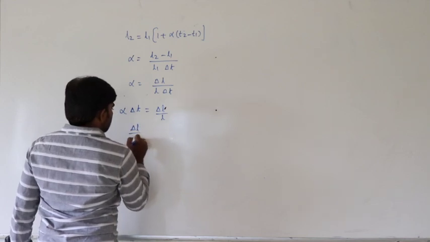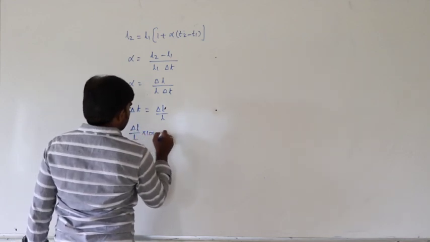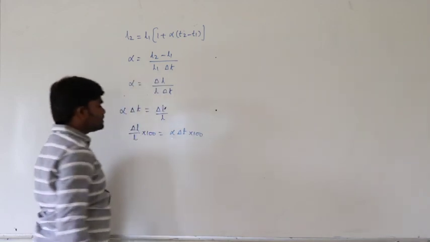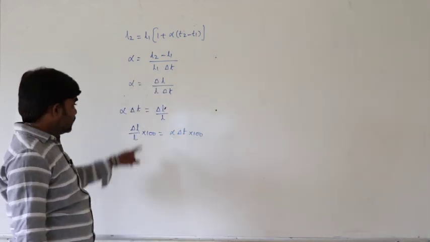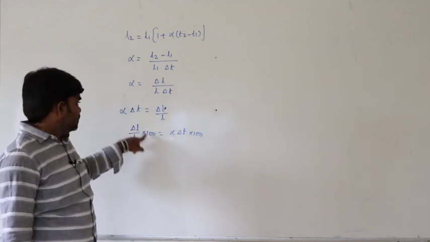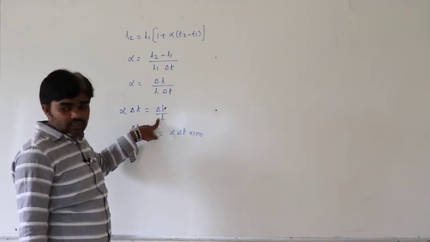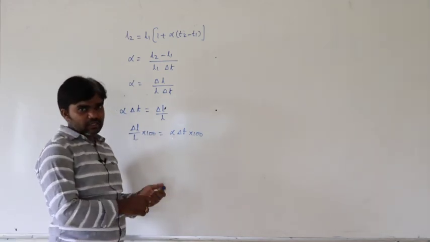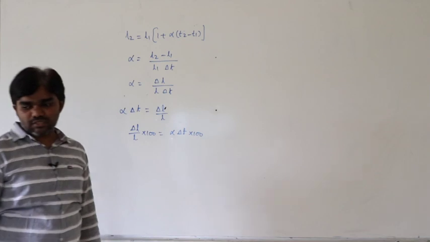Percentage change, delta L by L into 100 is equal to alpha delta T into 100. This is the percentage change. This is the fractional change and this is the percentage change. Alpha delta T is equal to delta L by L. So this is the coefficient of linear expansion and its percentage change.